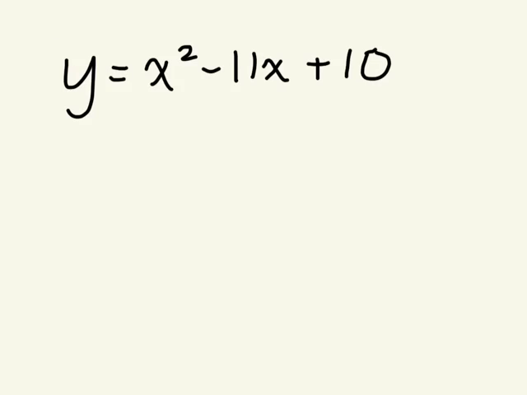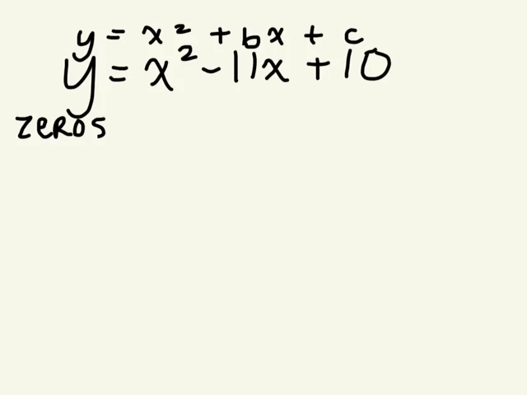Okay, so we're looking at a quadratic relation in the form y equals x squared plus bx plus c. The first thing we want to do is factor this so that we can find the zeros of the relation. So what we're trying to do first is find the zeros, okay? So we have to factor. And we know that the zeros are also known as the x-intercepts.